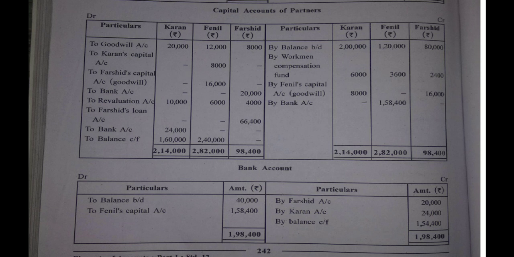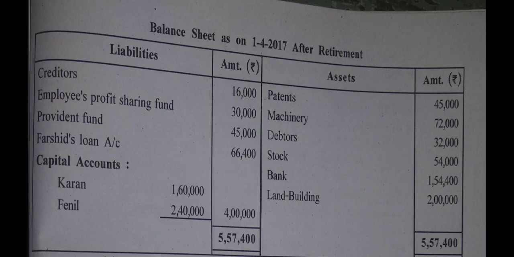Let us quickly check the second effect for this. The 20,000 that you have paid through bank, or you can say in cash: the second effect you can see in the bank account on the credit side, by Farshid account, 20,000. The second effect for Farshid's loan is in the new balance sheet, Farshid's loan account on the credit side, 66,400, and it's done.